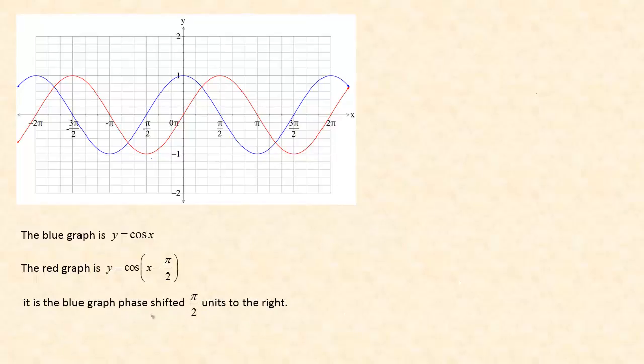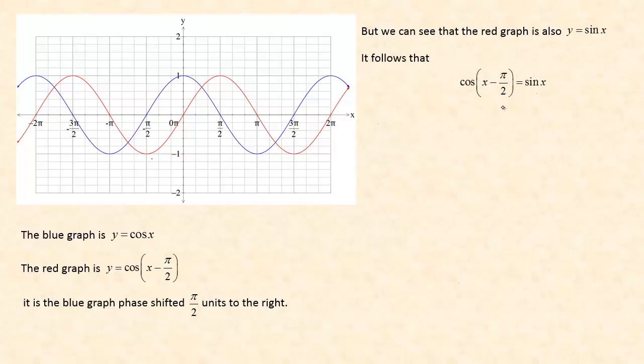So it's the blue graph phase shifted pi by 2 units to the right, but we can see that the red graph is also y is sine x. So it follows that cos of x minus pi by 2 is sine x, and that's another identity that you should remember.